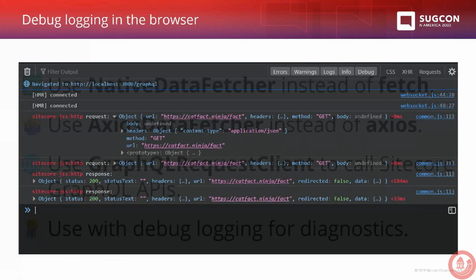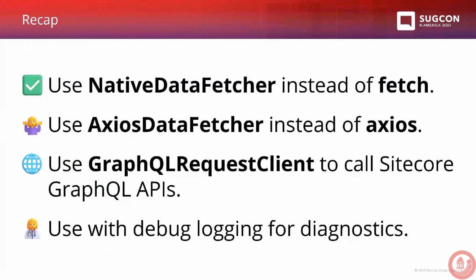So to recap, use the native data fetcher instead of fetch. If you like Axios, you can use the Axios data fetcher instead of Axios. Always use the GraphQL request client to call the Sitecore GraphQL APIs. And the big benefit to using these is that you get the debug logging for free.